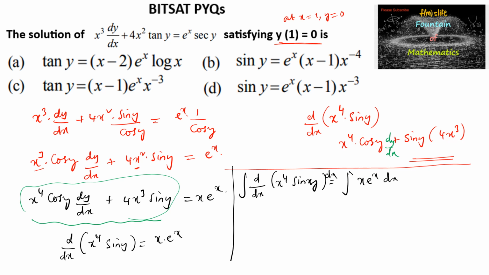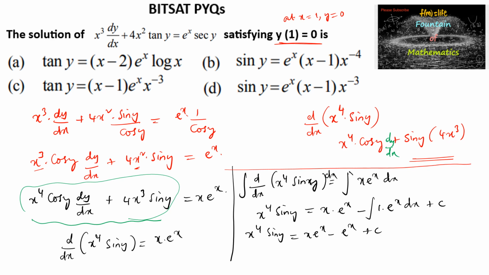So in differentiation of integration, we can write directly x power 4 into sin y is equal to x into integration of e power x is e power x minus integral of differentiation of x is 1 into integration of e power x is e power x plus some constant, that is x power 4 into sin y is equal to x into e power x minus e power x plus c.